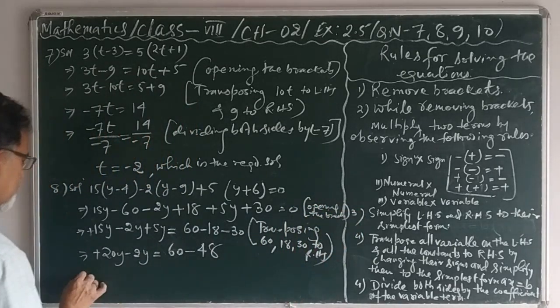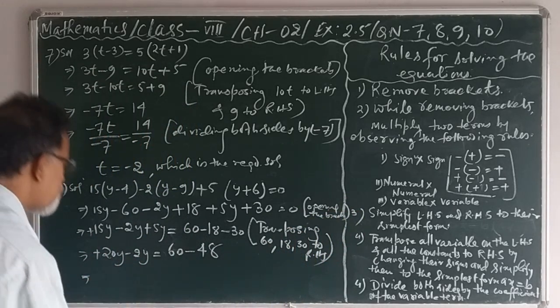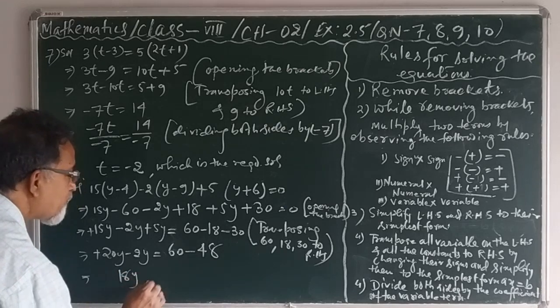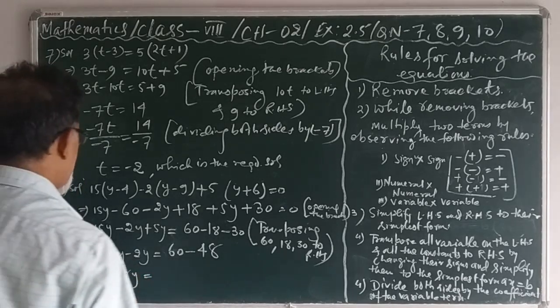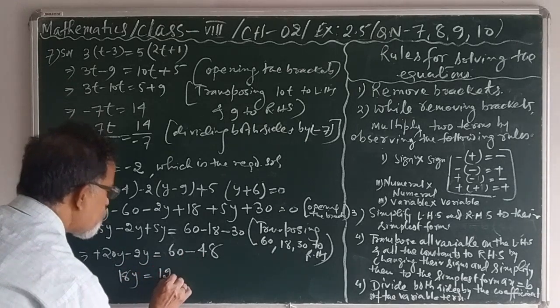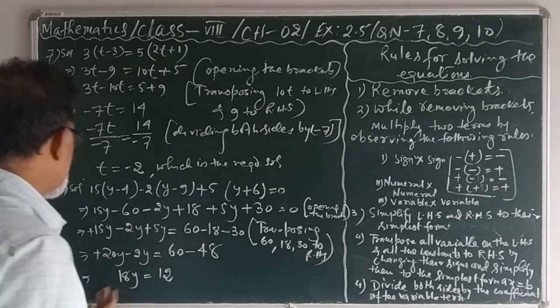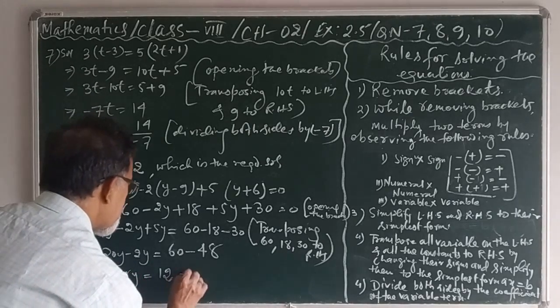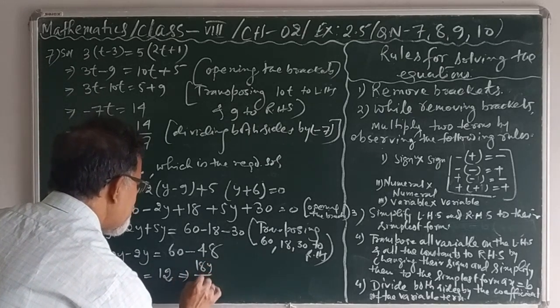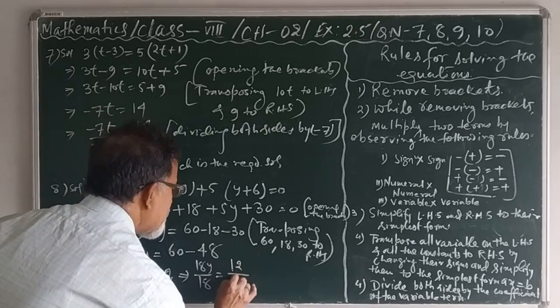Opening the brackets. 20y minus 2y is equal to 18y, and 60 minus 48 is equal to 12. We will divide both sides by 18. 18y by 18 equal to 12 by 18.